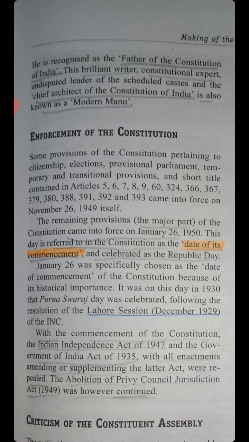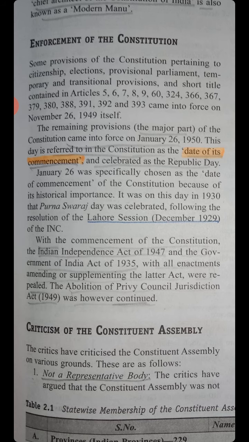Enforcement of the Constitution. Some provisions of the Constitution pertaining to citizenship, elections, provisional parliament, temporary and transitional provisions and short title, contained in Articles 5, 6, 7, 8, 9, 60, 324, 366, 367, 379, 380, 388, 391, 392, 393, came into force on November 26, 1949 itself. The remaining provisions, the major part of the Constitution, came into force on January 26, 1950. This day is referred to in the Constitution as the date of its commencement and celebrated as Republic Day.